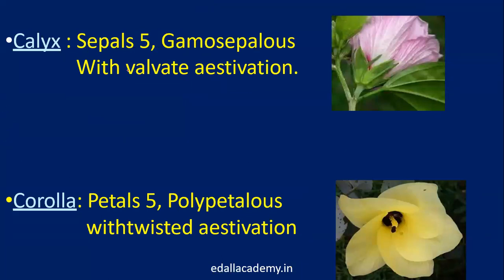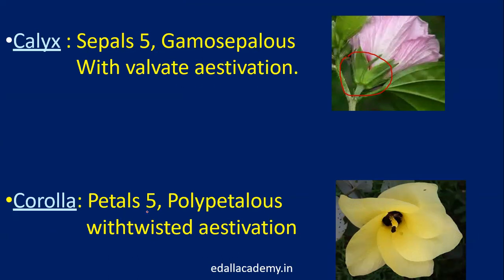The outermost whorl of the flower is called the calyx. Calyx consists of how many sepals? 5 sepals. Sepals are united, so it is called gamosepalous. Sepals just touch one another without overlapping, so it is called valvate aestivation.